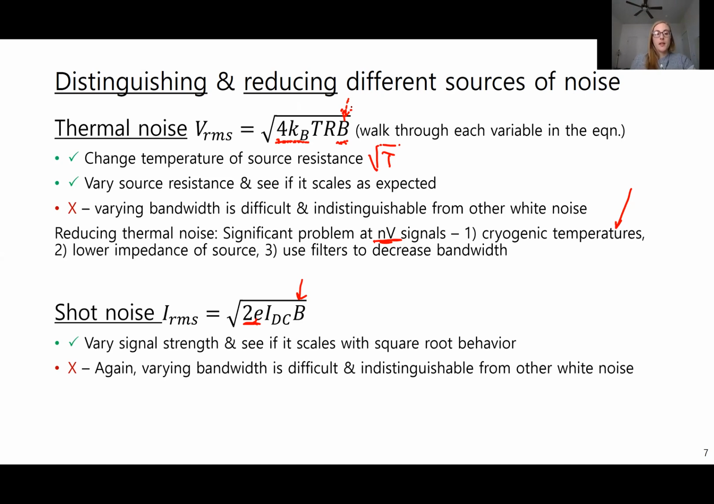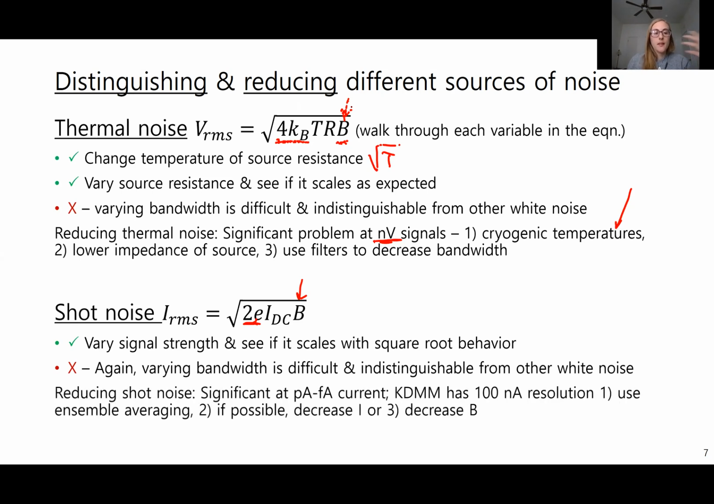So shot noise, I guess, is more limiting. It just has to do with your average signal that you're looking at, the strength, and that's the way that you'll try to reduce it in your measurement as well. Shot noise becomes important when you're looking at picoamps to femtoamps, and you'll even see this show up with the KDMM, that it can't even detect down to picoamps or femtoamps because of the shot noise with the equipment that we have.